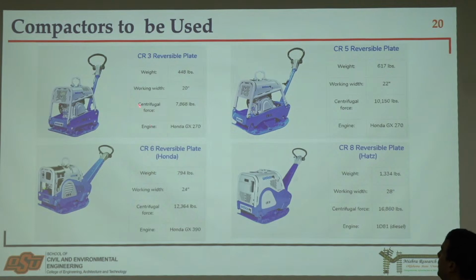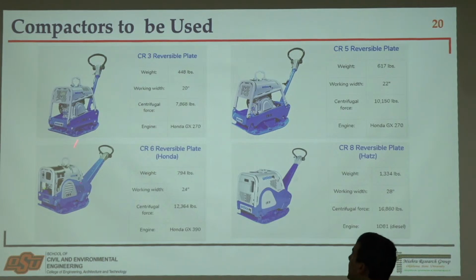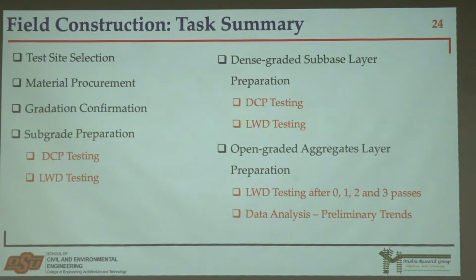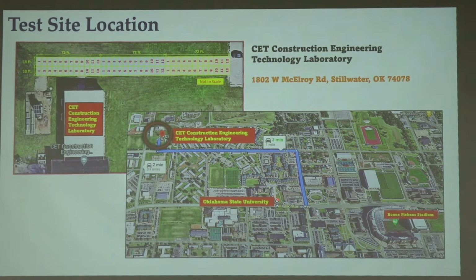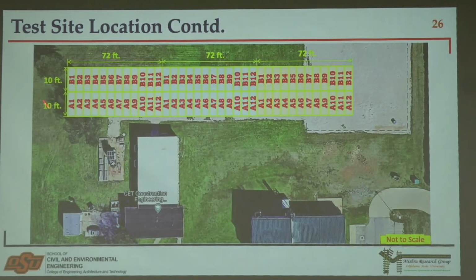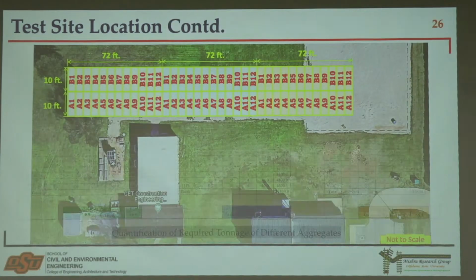So this is a company called Weber MT. They actually lent us the compactors for free, so we didn't have to pay for it. And then you'll see this is the location. This is behind my lab. This is what the cell location was.